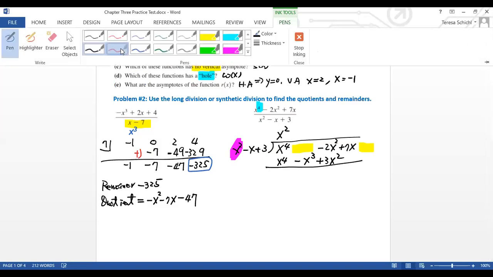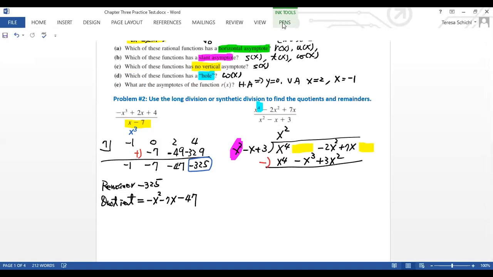Then be very careful. What you need to do is subtract this. So 0 minus minus x cubed gives you positive x cubed. Minus 2 minus 3 gives you minus 5x squared, plus 7x. Now I need to match the first term again. This is x cubed, so I need x. X times x squared is x cubed, x times negative x is negative x squared, and x times 3 is 3x.